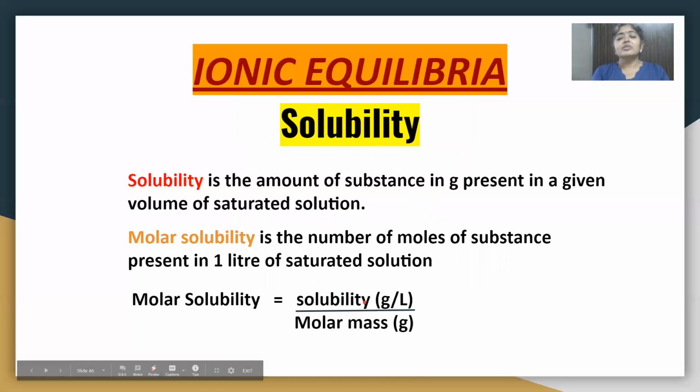Now why do we do this, students? Because if you have the mass in grams, you can convert it into the number of moles by dividing the mass by the molar mass. That is exactly what I've done here. Mass in grams upon molar mass gives you the number of moles. Solubility is in grams per liter, so now you get moles per liter, and that is nothing but the molar solubility. So molar solubility is solubility in grams per liter upon molar mass. Very useful for numericals, so please keep this relation in mind.